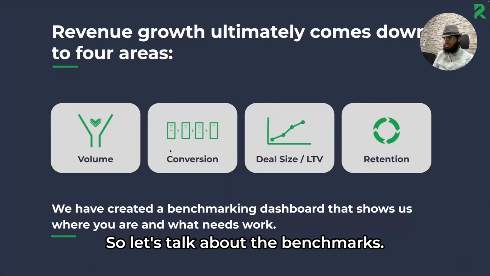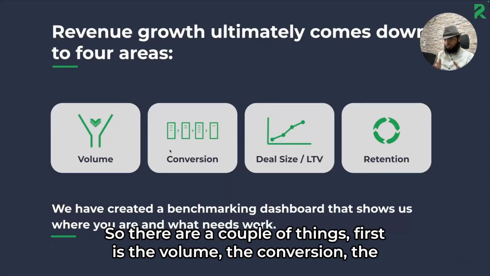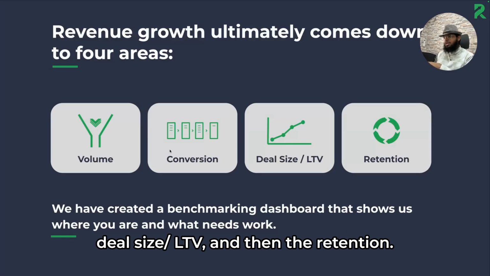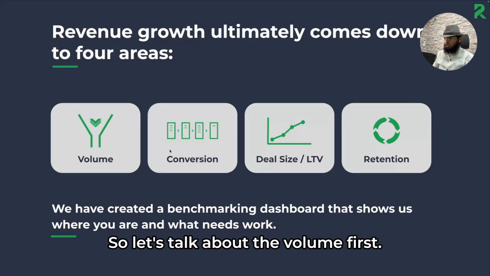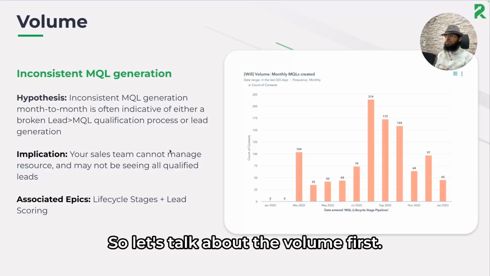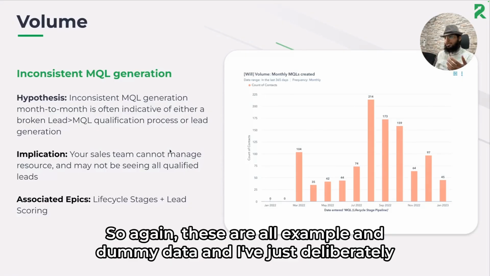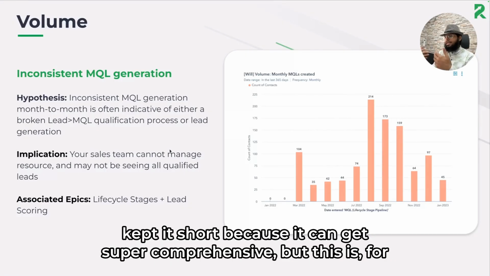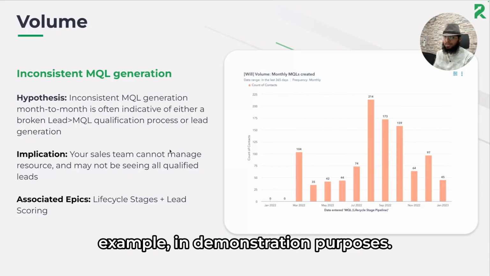So let's talk about the benchmarks. There are a couple of things. First is the volume, the conversion, the deal size, LTV, and then the retention. So let's talk about the volume first. Again, these are all example and dummy data, and I've just deliberately kept it short because it can get super comprehensive, but this is for example and demonstration purposes.